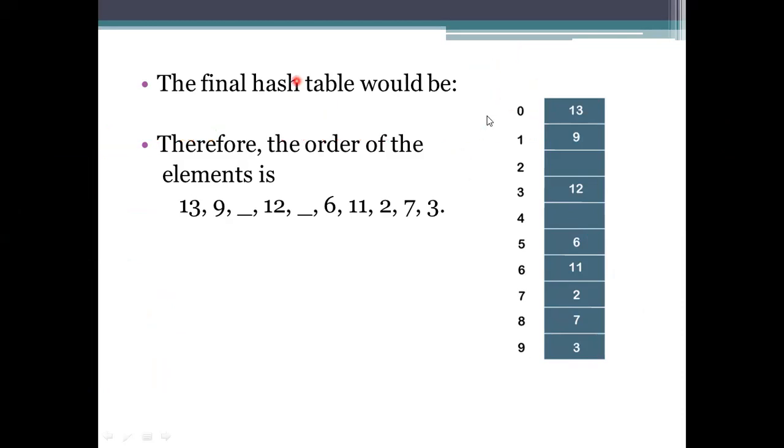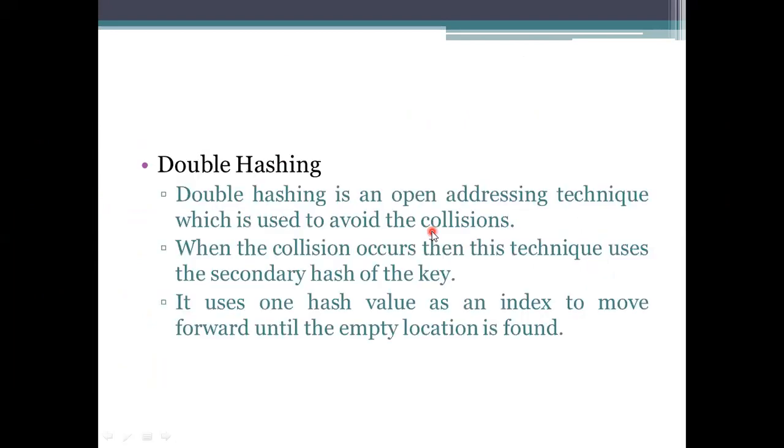And coming to the next one, the third one, what we have is double hashing. In double hashing, what we are doing is allowing the user to use multiple hash functions for that processing. In quadratic probing, we are using only one hash function. Here it is using multiple hash functions for the processing.